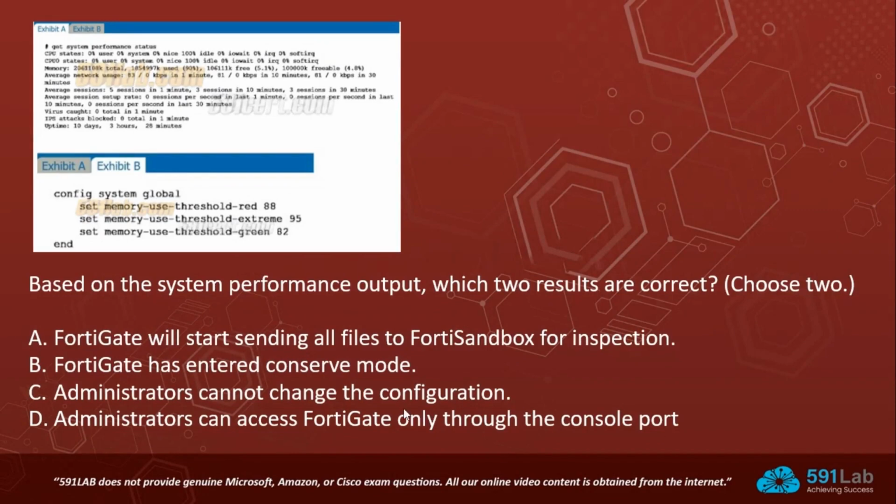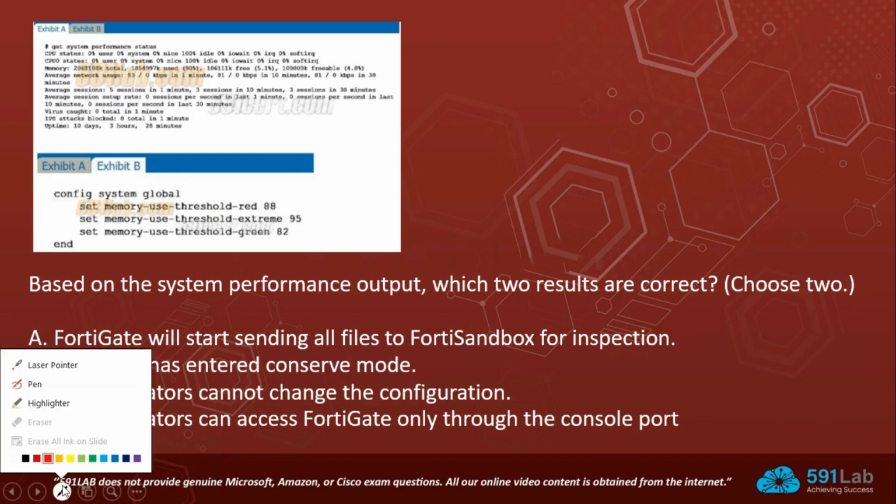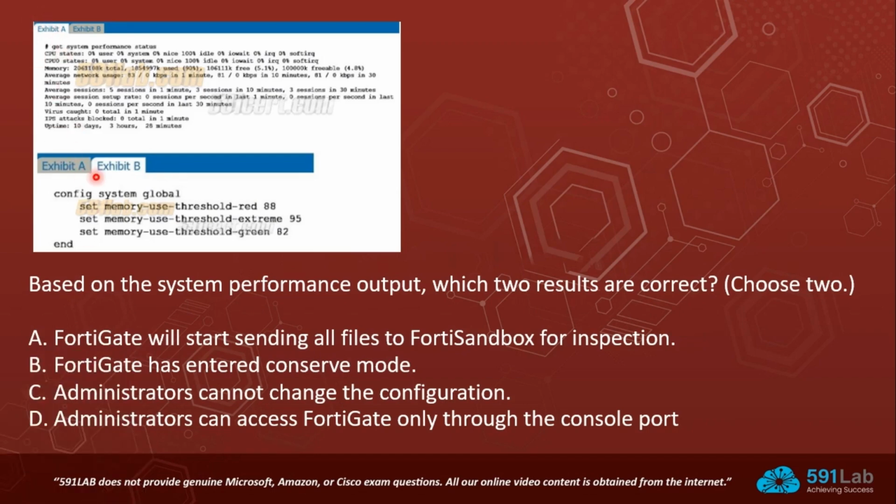Okay, let's go to the next question. Based on the system performance output, which two results are correct? Choose two. There are two images. The first one, exhibit A, is the result of the get system performance status, and exhibit B is the config system global output. It has configured set memory-use-threshold-red 88, set memory-use-threshold-extreme 95%, and set memory-use-threshold-green 82%.